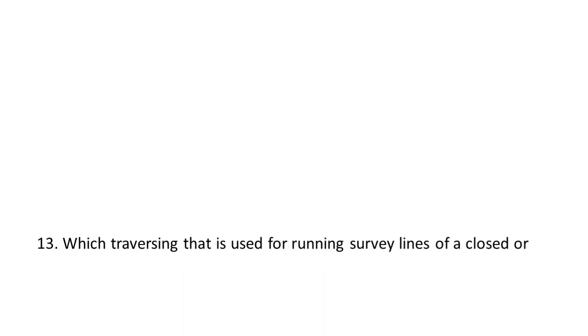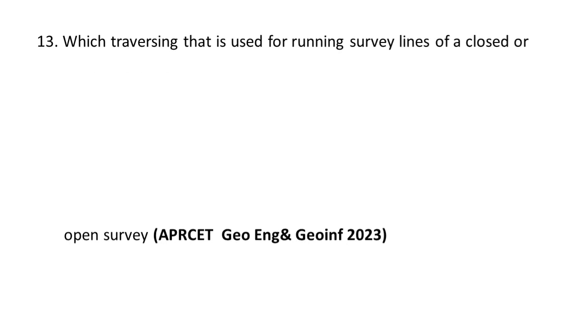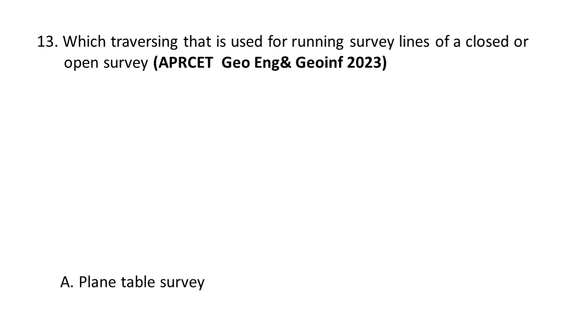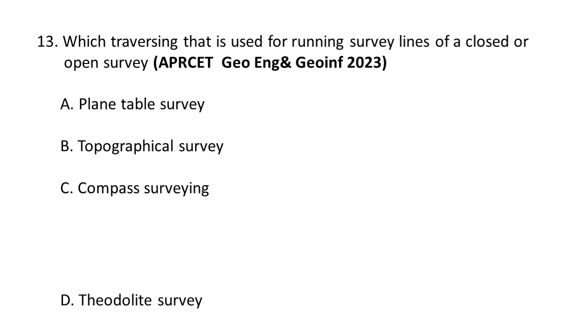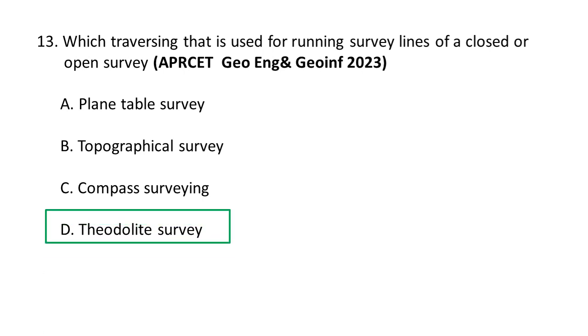Next question. Which traversing is used for running survey lines of a closed or open survey? A. Plane table survey, B. Topographical survey, C. Compass surveying, and D. Theodolite survey. So the correct option is D.